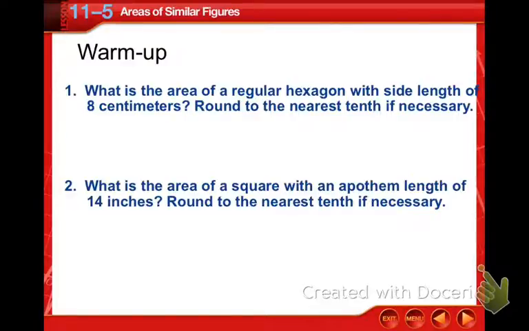Tomorrow we will review the unit, and Thursday we will test over the unit. Friday we will do corrections over the test. So today our last notes are all about areas of similar figures.